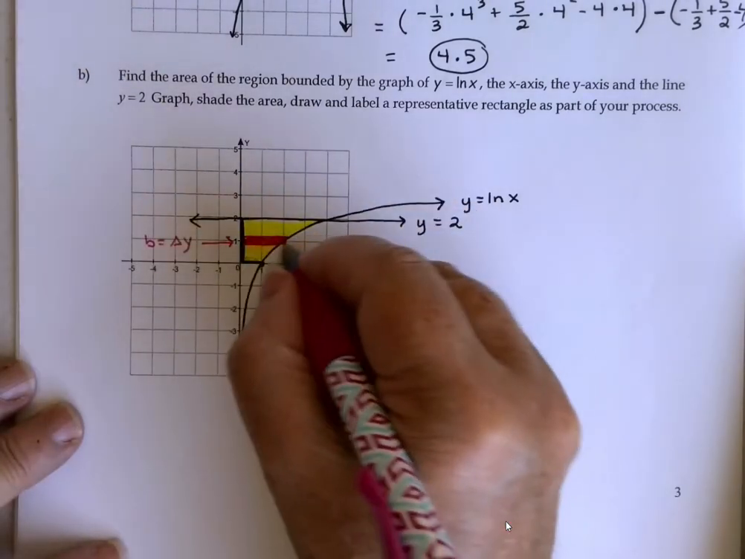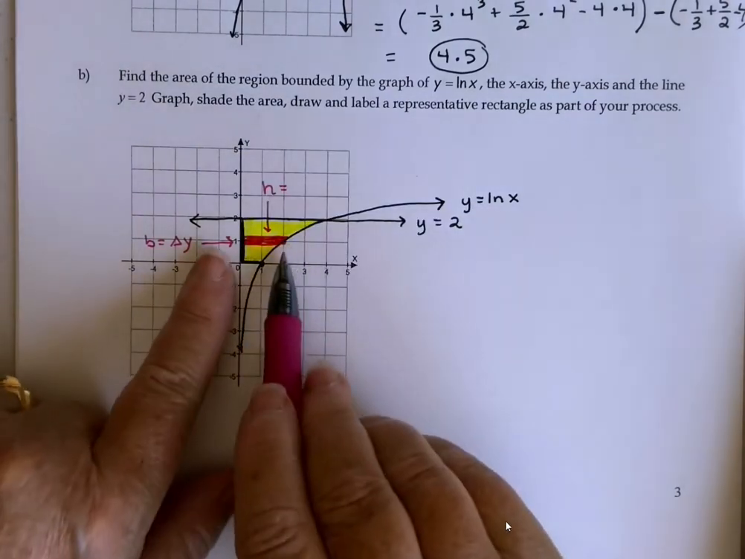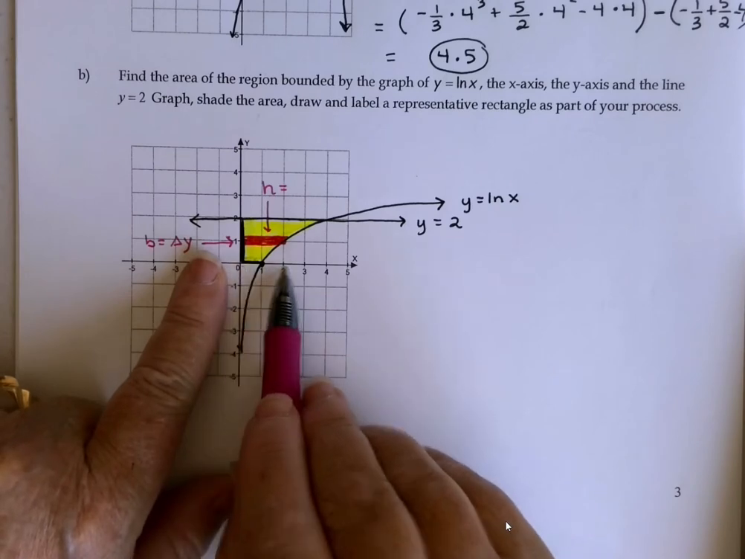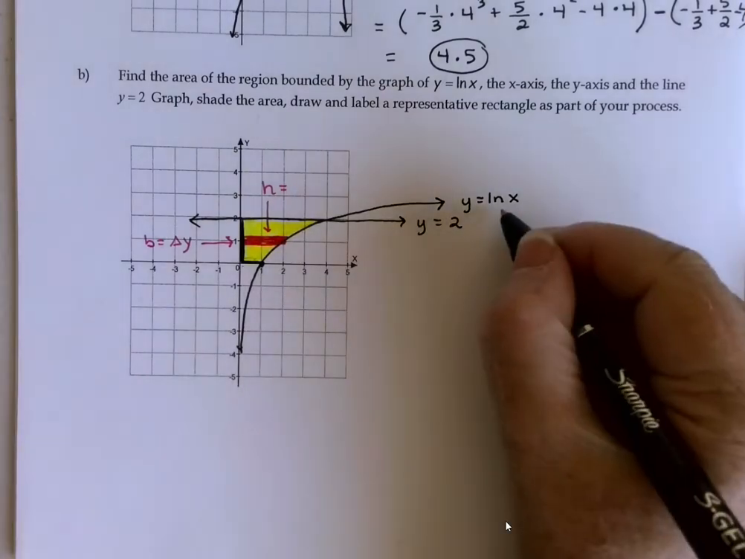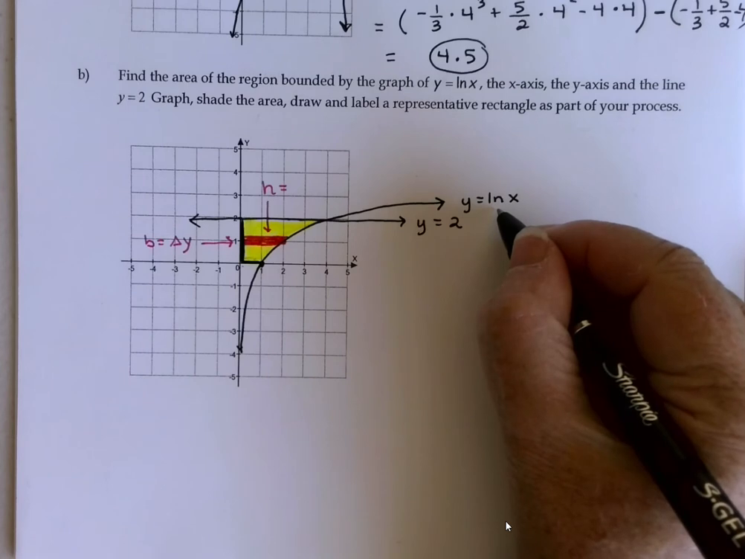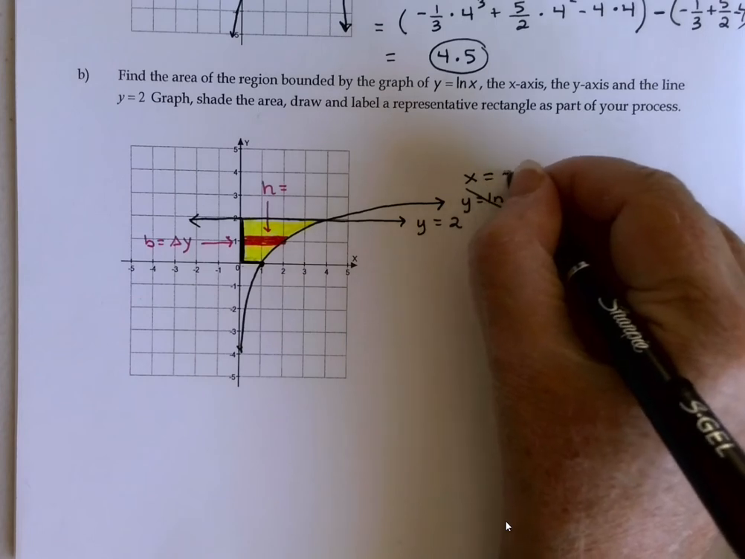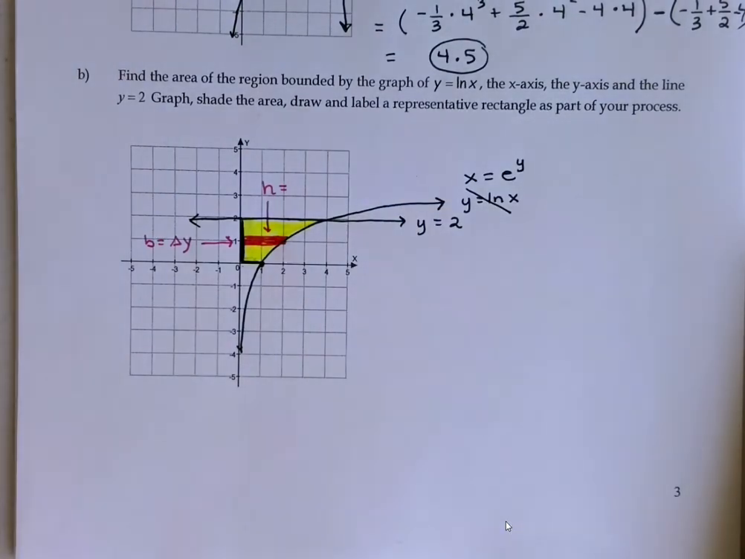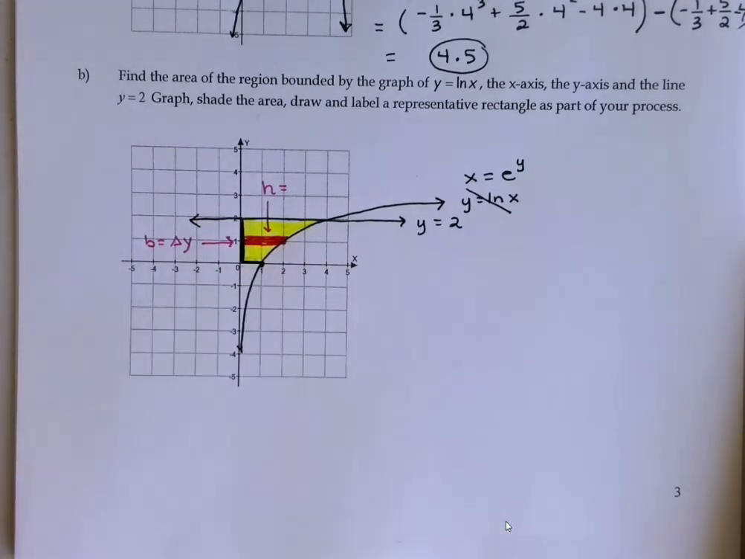And the height of the rectangle is lying sideways. So the height is actually this x distance. What I'm going to need to do is I'm going to need to resolve this equation for x because I need an x value for my height. This is going to happen every time you use horizontal rectangles. So instead of thinking of this curve as y equals ln x, I'm going to think of it as x equals e to the y instead. So my height is actually e to the y.